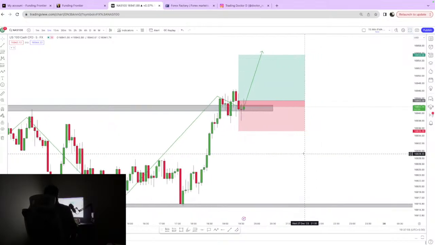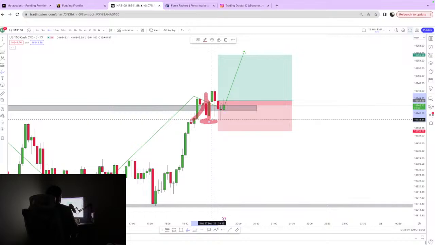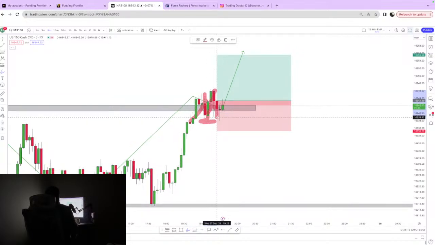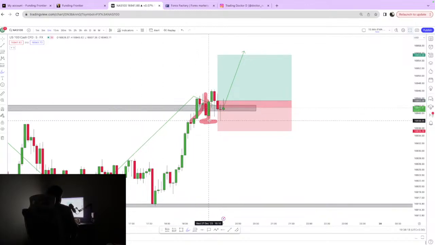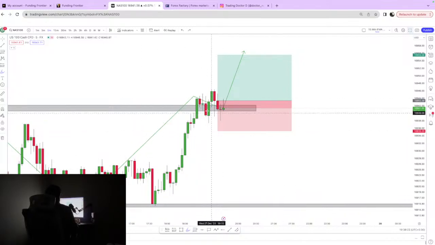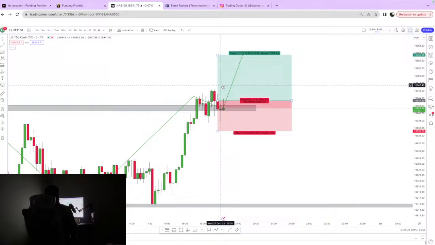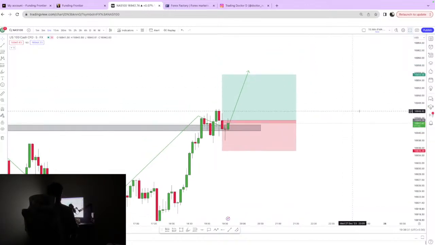If you can see, it is a kind of manipulation going on. See, let me show you. It once broke out and it again came down and formed a big candle to take the liquidation, then again got up, then again came down to hunt out the buyers. So it's kind of a manipulation going on at this level. But our rules are simple. If we get a bullish engulfing candle, I am in for this trade.